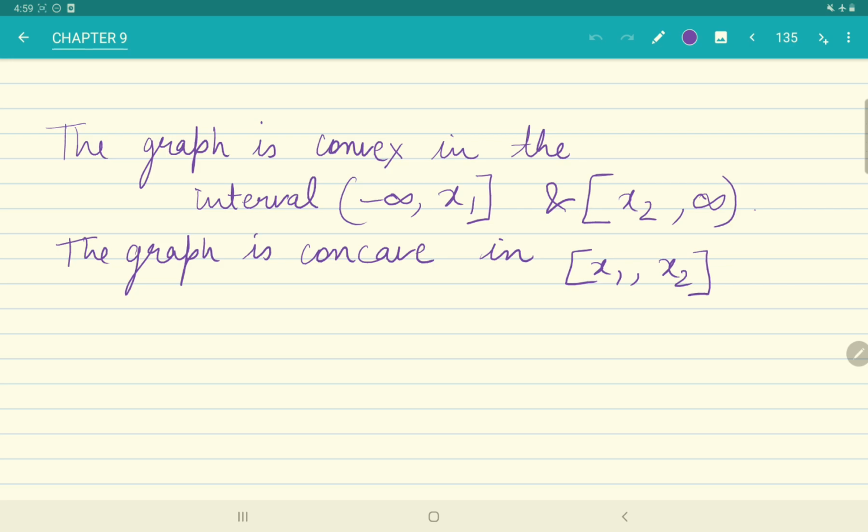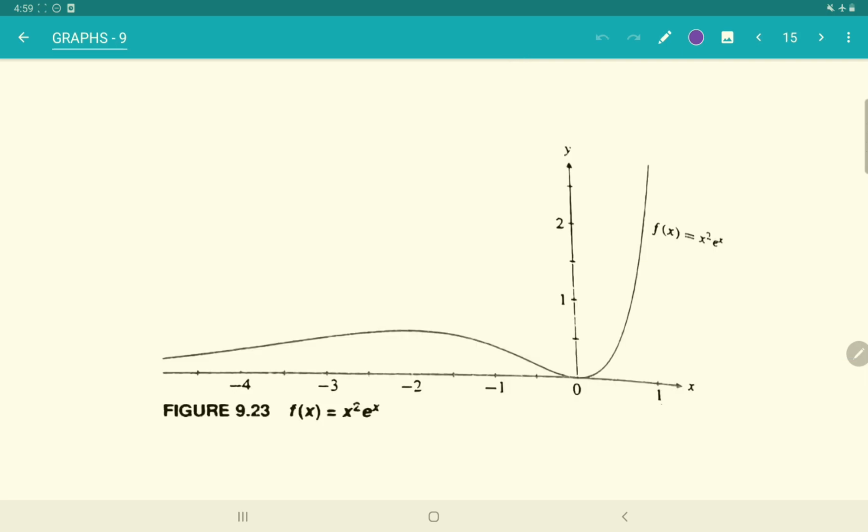So now we can have a look at the graph of the function. Here we have the graph of the function, and if you take a look at the inflection points, the inflection points are at x1 and x2. As we all know, x1 is approximately equal to minus 3.41, and x2 is approximately equal to minus 0.59. When I say these two are inflection points, that means the function changes from being convex to concave or concave to convex at these points.